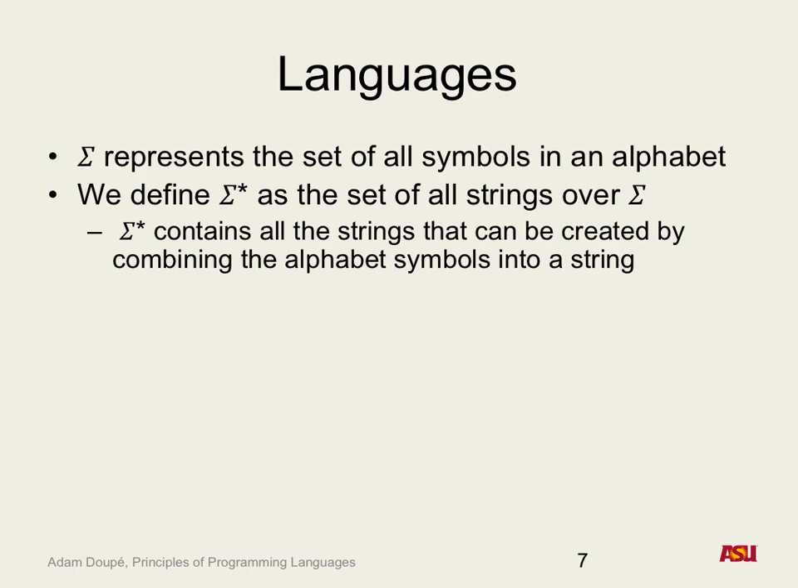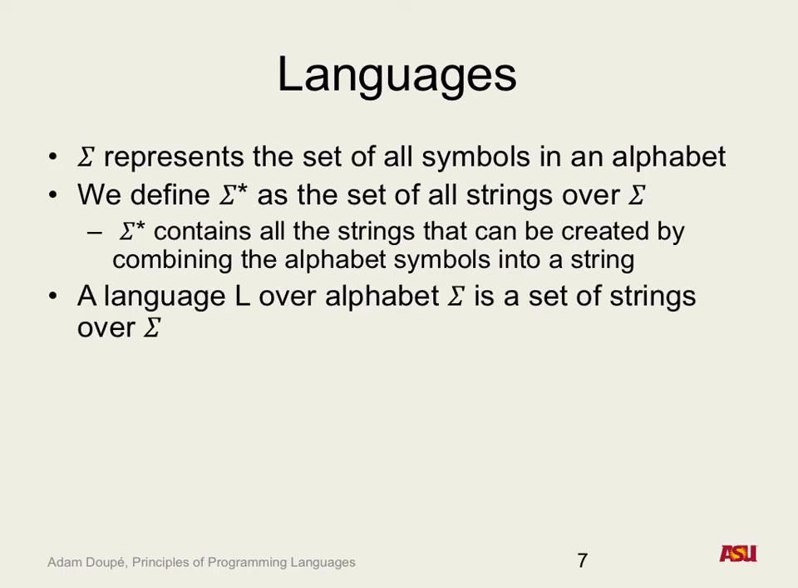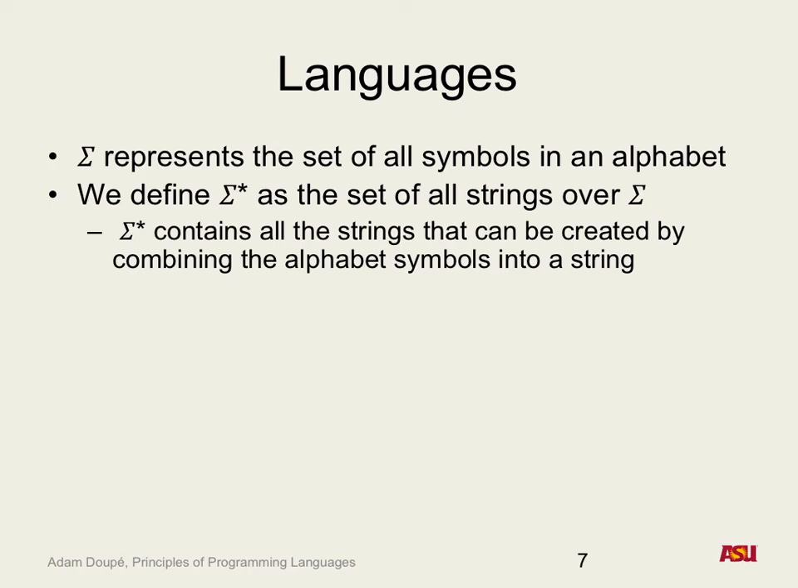Okay. We already looked at this. Sigma star contains all strings that can be created by combining the alphabet symbols into a string. So sigma star defines every possible string that can ever be made. Think of a bunch of monkeys in front of a keyboard that only has the characters in sigma. Every possible thing those infinite monkeys can write, all those strings, are going to be in sigma star.